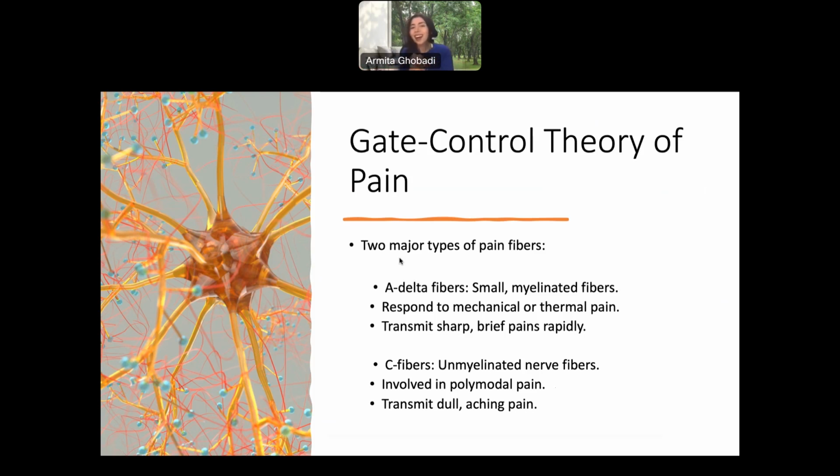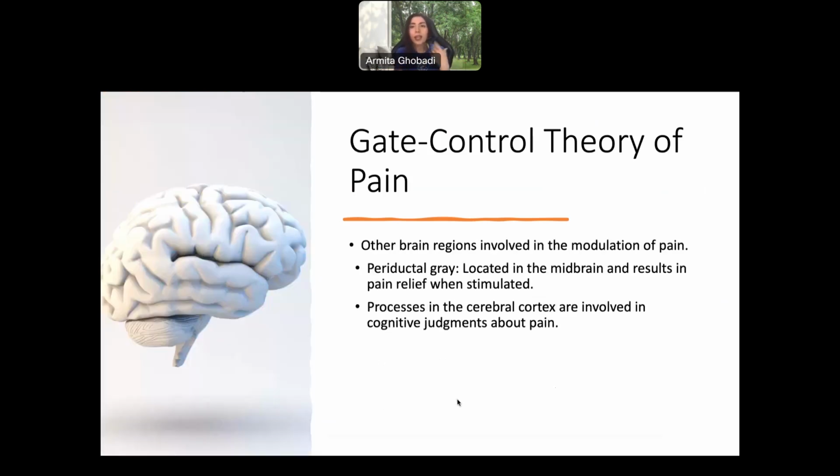C fibers are very slow because they are not myelinated, right? And they are involved in polymodal pain. The transmission is dull, and you have some sort of aching pain because it's very slow. It's not happening right at the moment. It takes some time to experience that kind of pain.